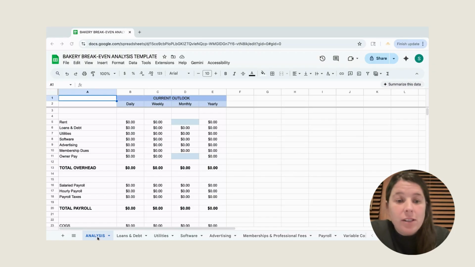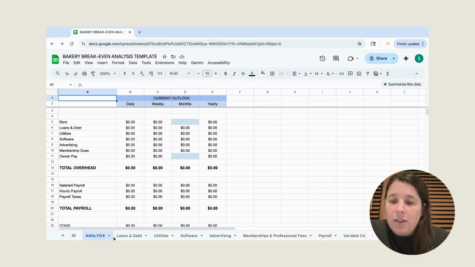So I used this break-even analysis in my own bakery. And I used it when I was determining if I wanted to expand my business or not. I wanted to look at my current break even. I also ran the same numbers for my projected with the expansion and used that to figure out if that was something I wanted to do.